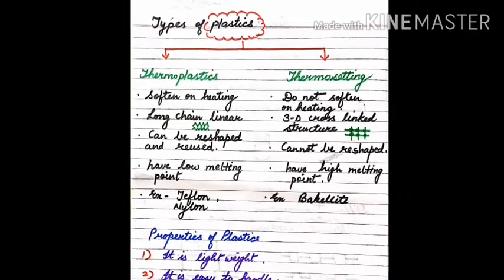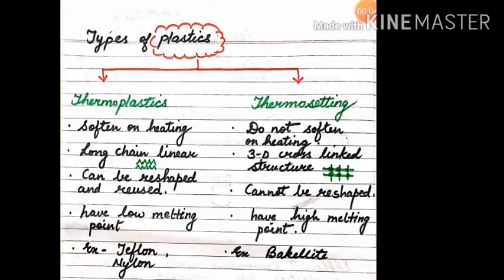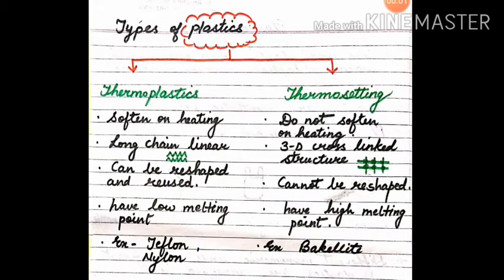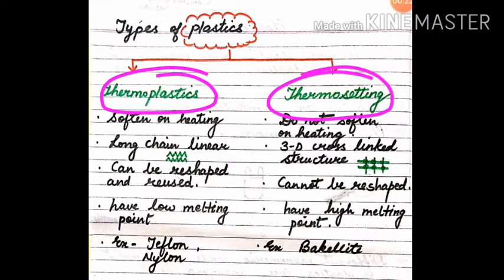Now we will discuss the types of plastics. Now I would like to ask you, what will happen when you heat electrical switches and a water bottle? Yes, the water bottle will melt, but electrical switches will not melt. They both are plastic, but there is a difference in their types of plastics. Now let's understand. There are two types of plastics: thermoplastics and thermosetting plastics.